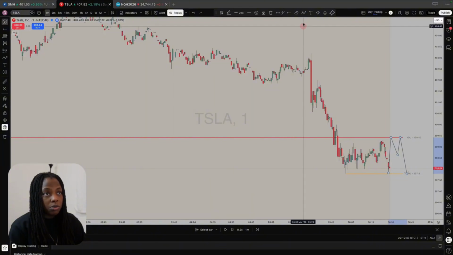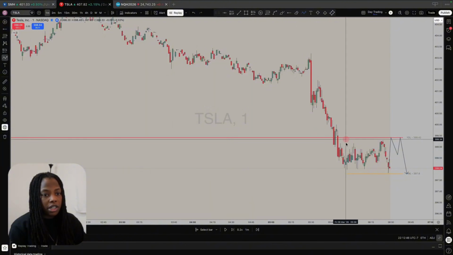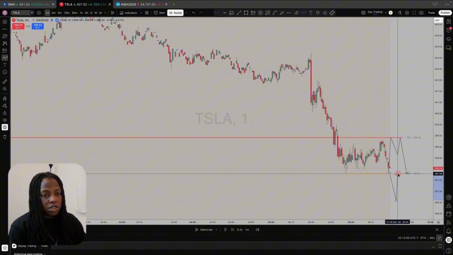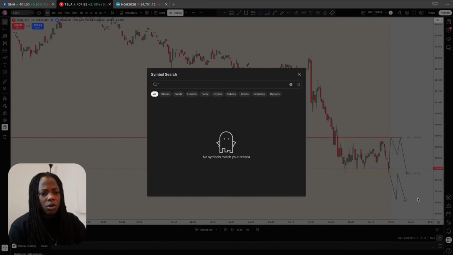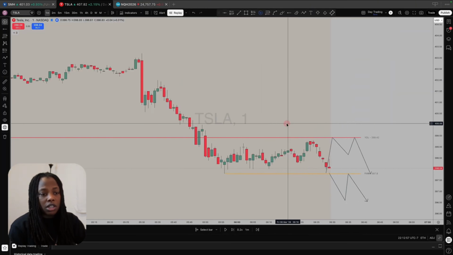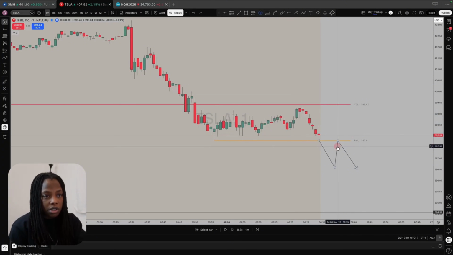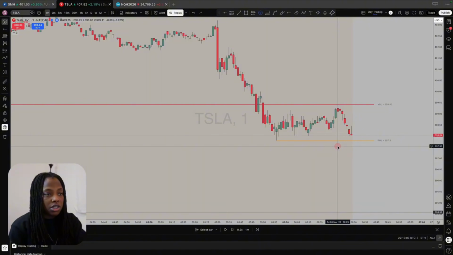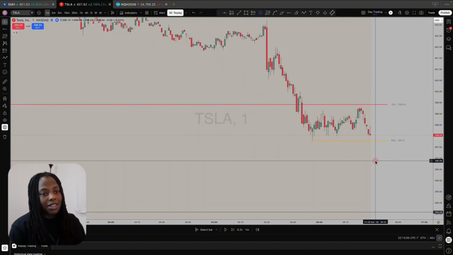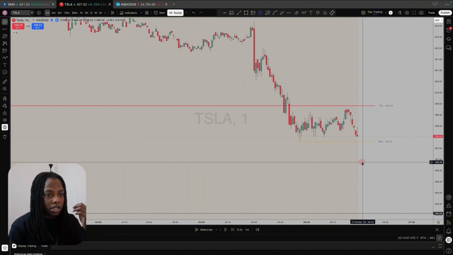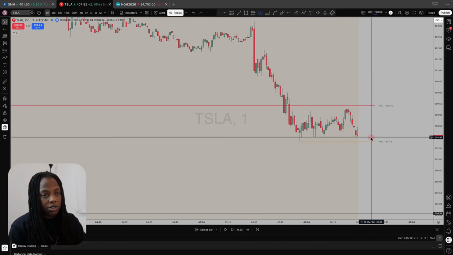Or you could also be looking for a scenario where price does this, comes, retests this level, and then comes down. Or you could also be looking for the 5-minute opening range setup or 15-minute opening range setup, whatever sets up best and gives you the right criteria.